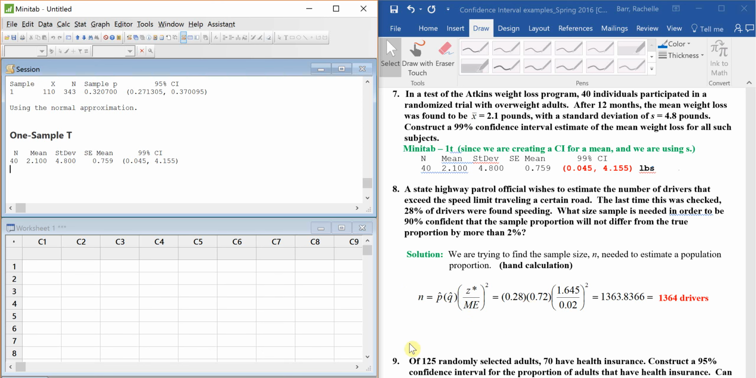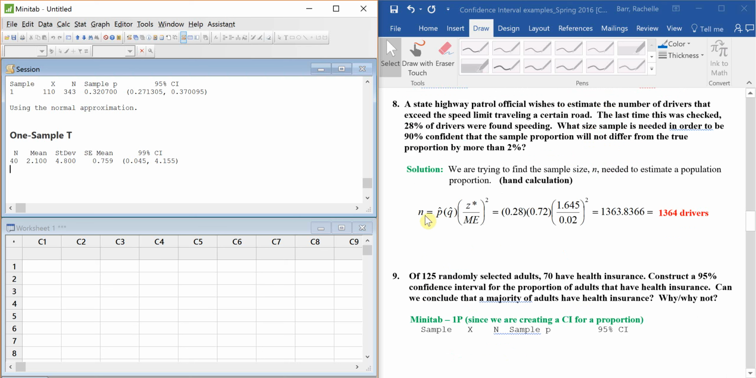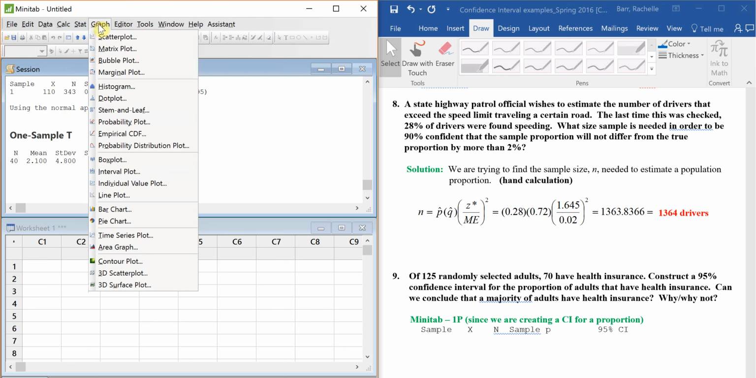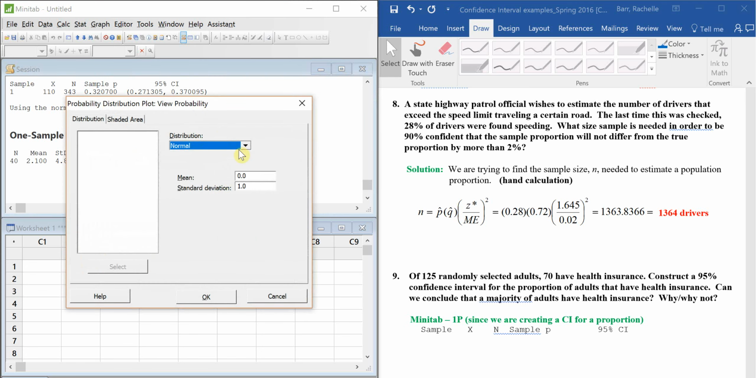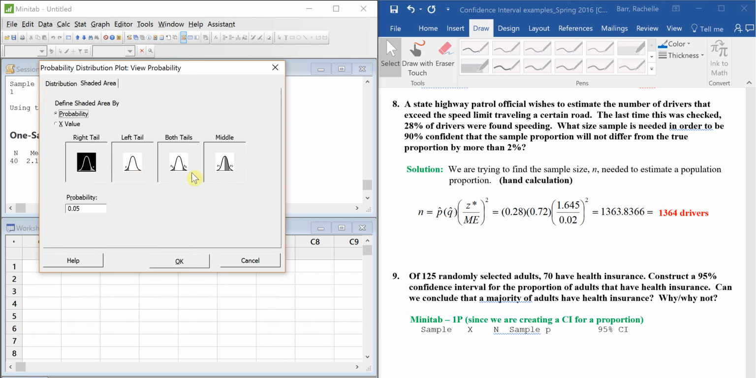So this is using another sample size calculation. That was our formula that says n is equal to p times q, with your z-score and your margin of error squared. This is doing it by hand. I looked up this 1.64 on the table, but what you can also do is go into Minitab and choose Graph, Probability Distribution Plot, Probability View, hit OK, and go on the normal with the standard normal value.